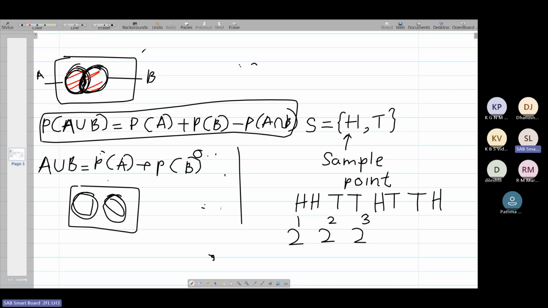Then the other one is, tell me what is it? Now you know. A dash intersection B means what? B only. Then how do we find the B only? Probability value. How do we get it?